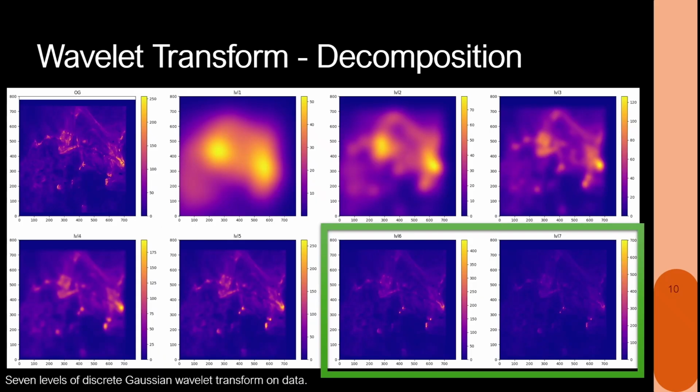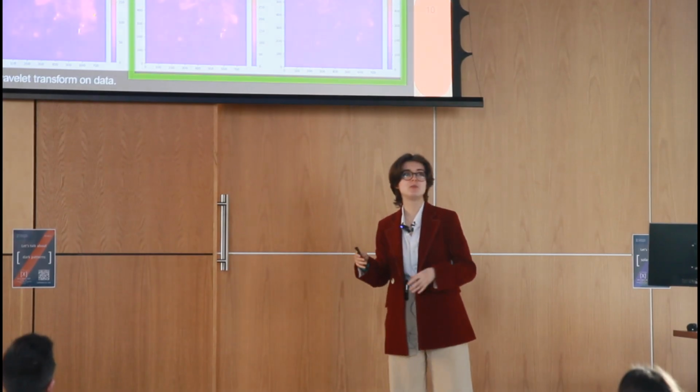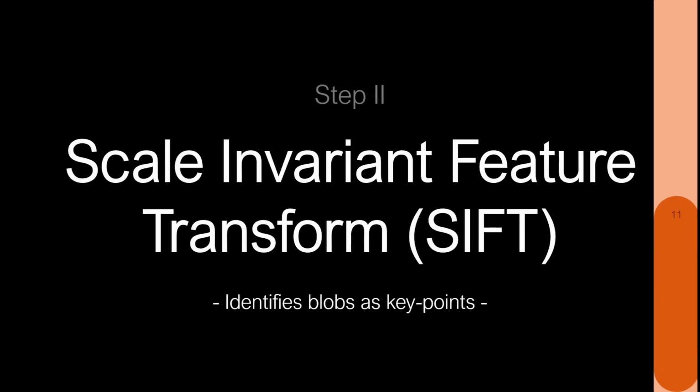This shows a level 7 decomposition, which is much more than is required, but for demonstrating the purposes of a true wavelet transform, I find it is quite effective. And after a bit of visual inspection, it was deemed that level 6 and level 7 really highlighted those small features, those blobs that I wanted to track. So with this reduced image, we move on to step number 2, which is a Scale-Invariant Feature Transform, or SIFT.